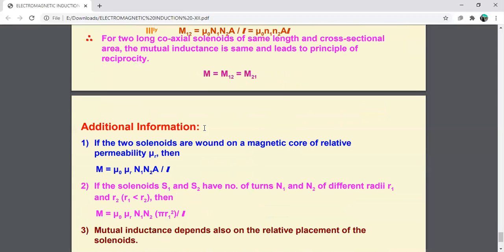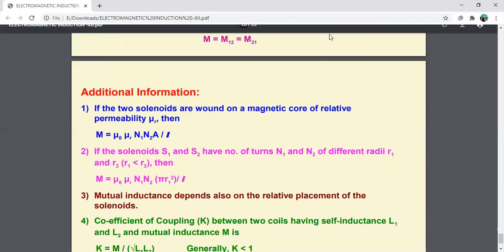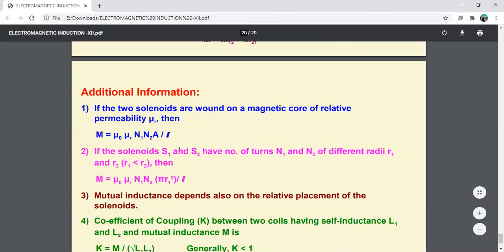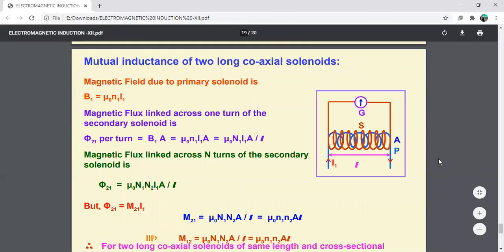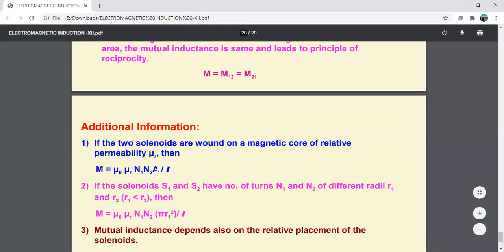Now here additional information is to be given. If the two solenoids are wound on a magnetic core of relative permeability mu r, that is, an iron rod is inserted in the two coils, then mu naught will be replaced by relative permeability into mu naught, that is the permeability of that medium. So if you insert a magnetic material inside this coil, then the expression of mutual induction becomes like this.